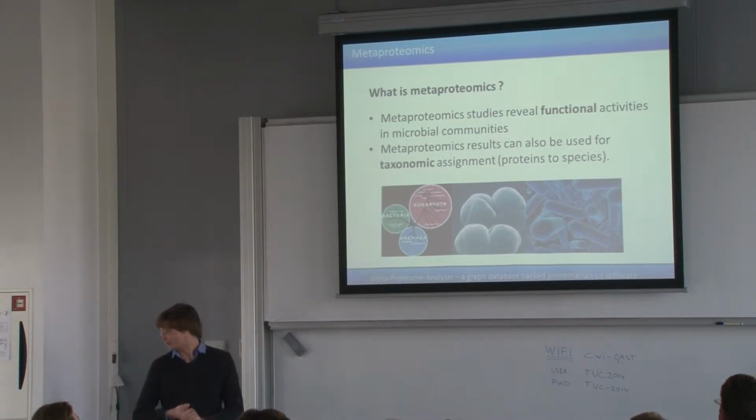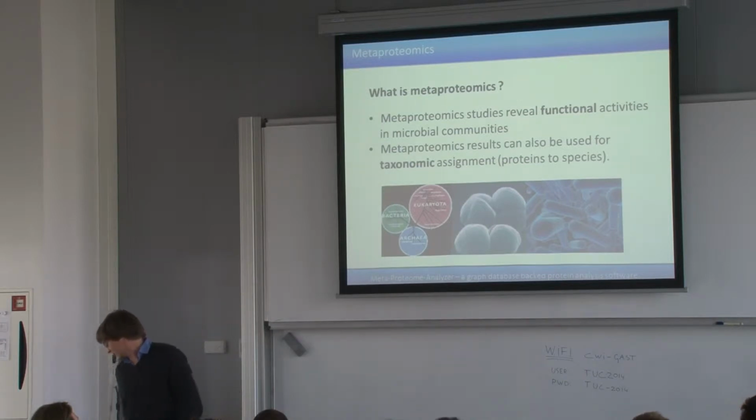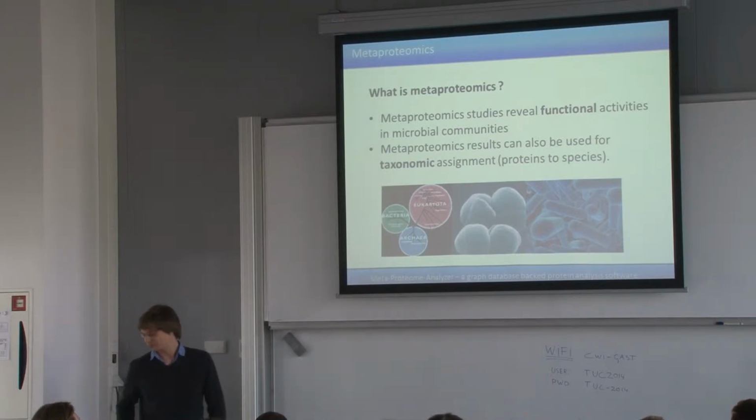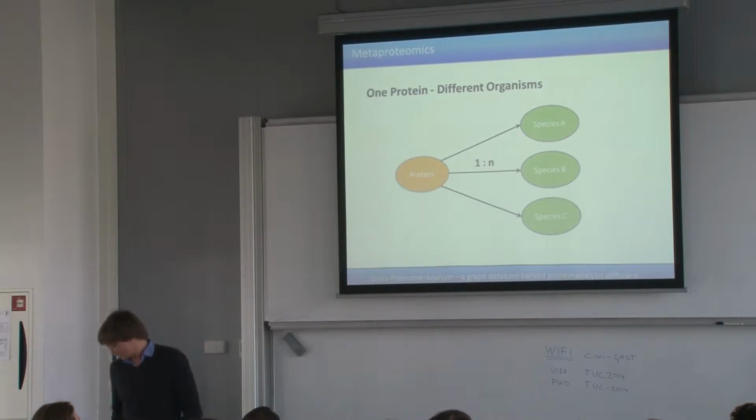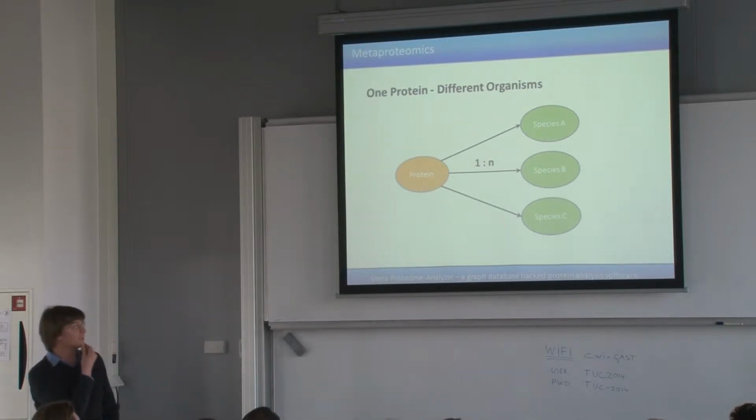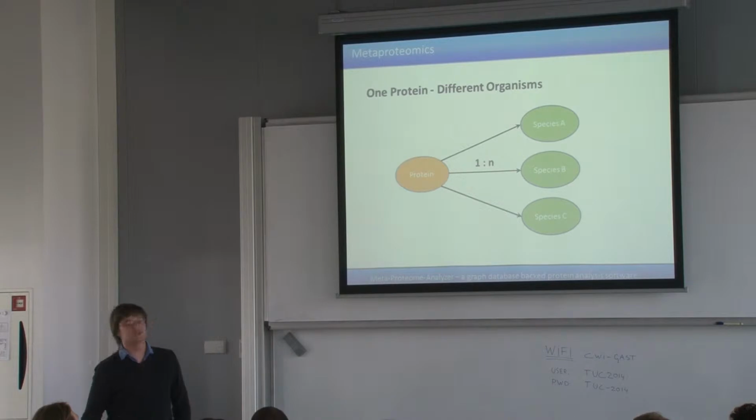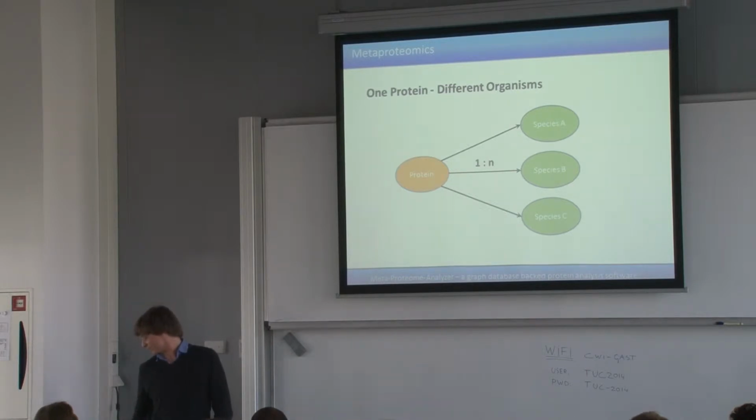Metaproteomics results can be used for taxonomic assignment. So you have a sample and you want to find out what kind of species are inside. You took seawater and you want to see what is inside this seawater, what kind of organisms. So the problem is always that you have one protein which is pretty much looking alike in the different organisms. So it's a one-to-many relation, and of course you have many proteins as well.